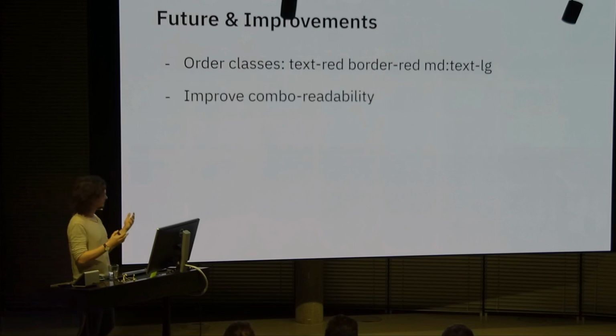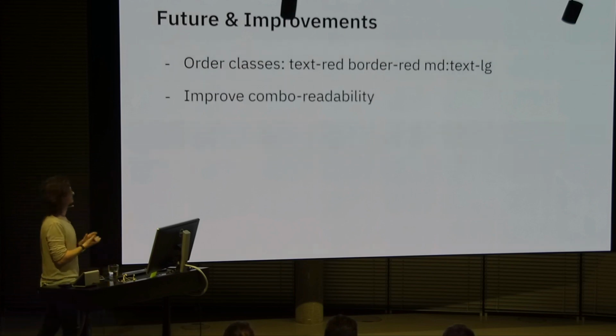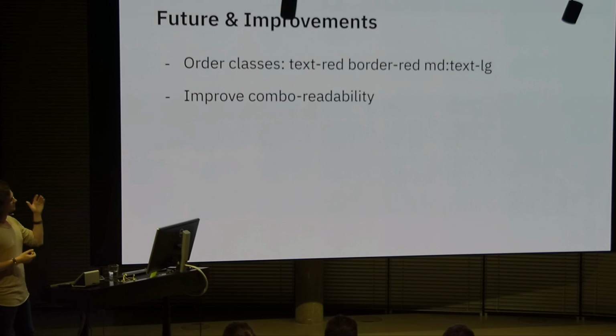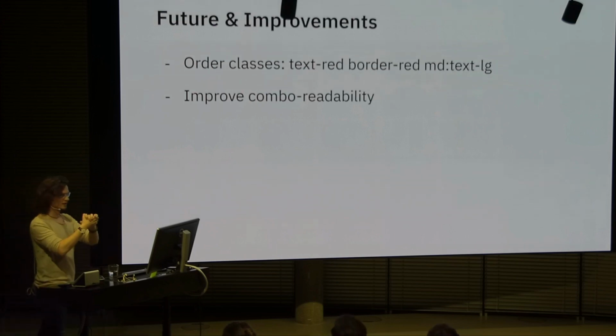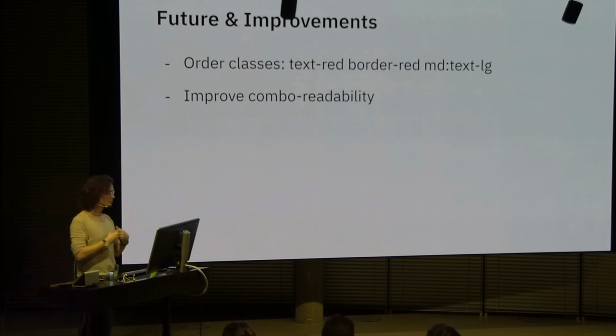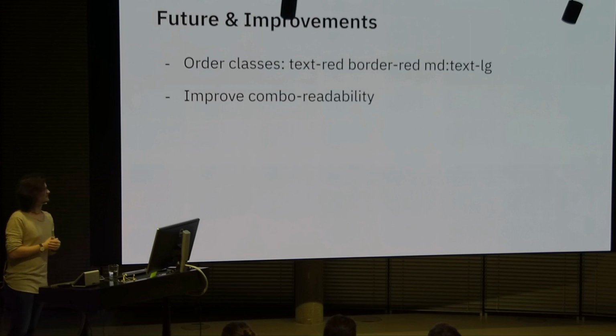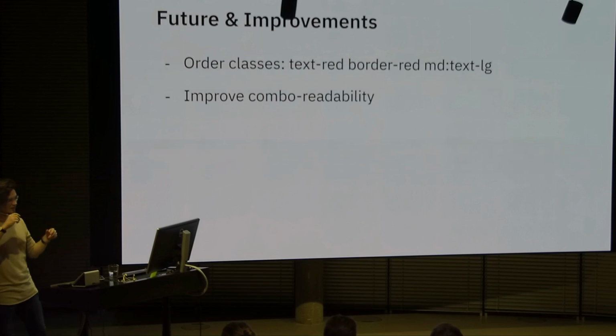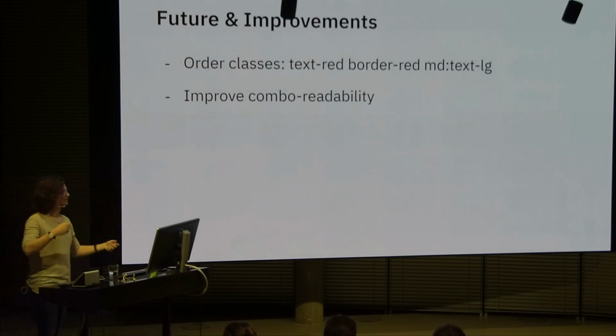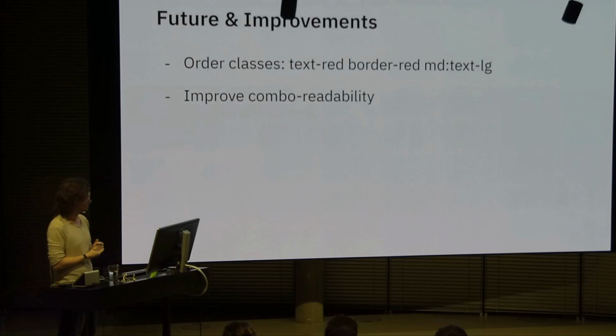Maybe there is a way, there are many ways. So what is the best one? Let's talk about it. It's about improving the combo readability. When you group classes together, how can you improve the readability so people know where the stuff is happening, so they don't overlook a text class or a size class or a spacing class? So how to combine that.